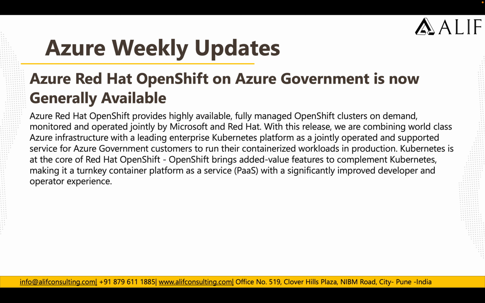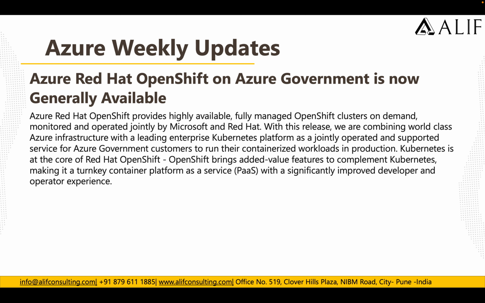So as we know, Red Hat OpenShift provides highly available, fully managed OpenShift clusters on demand, monitored and operated jointly by Microsoft and Red Hat. With this release, we are combining the world-class Azure infrastructure with the leading enterprise Kubernetes platform as a jointly operated and supported service for Azure government customers to run their containerized workloads in production. Kubernetes is the core of Red Hat OpenShift, right? And OpenShift brings added value features to complement Kubernetes, making it a turnkey container platform as a service with significant improvement in developer and operator experience, right?